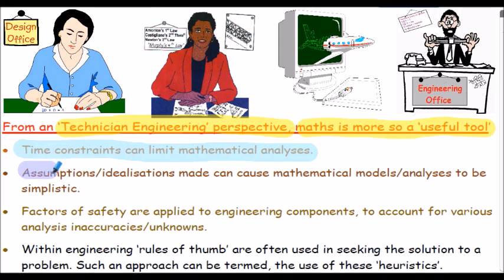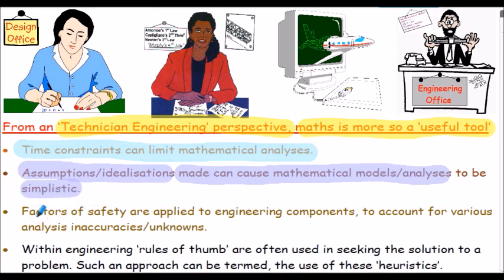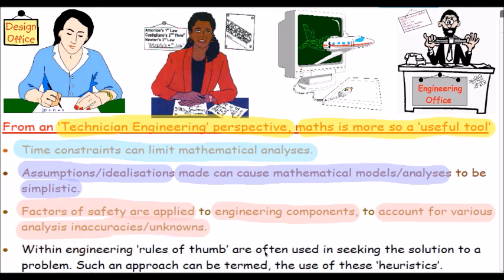Sometimes the assumptions or the idealizations that are made can cause the mathematical models or analyses to be rather simplistic. In engineering, we often use factors of safety applied to engineering components that endeavour to account for the various analysis inaccuracies or unknowns. And indeed, within engineering, rules of thumb are often used in seeking a solution to a problem.